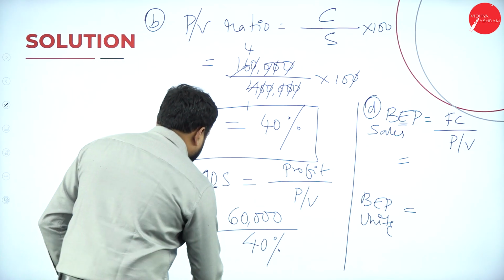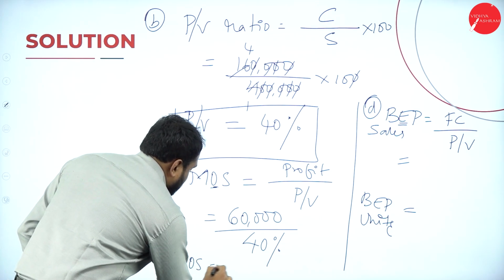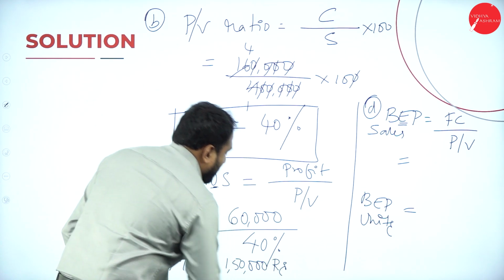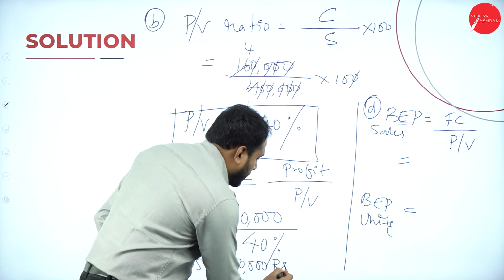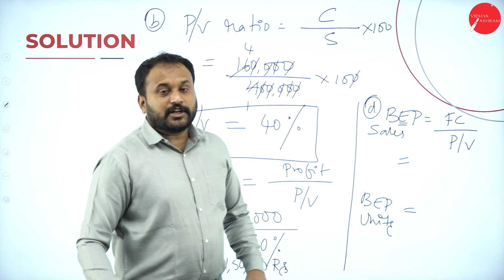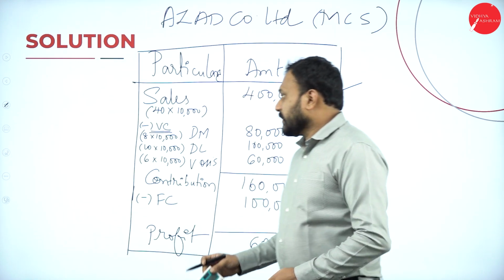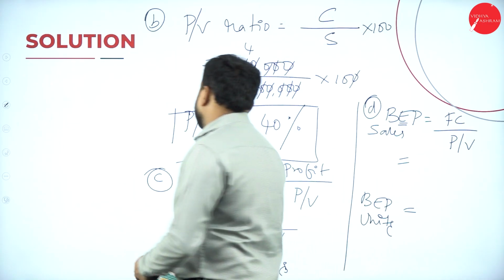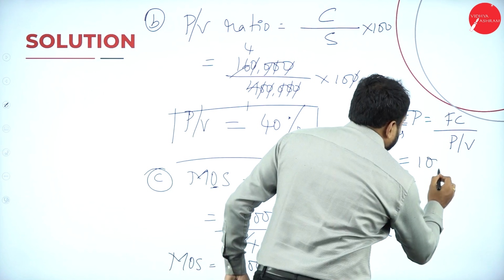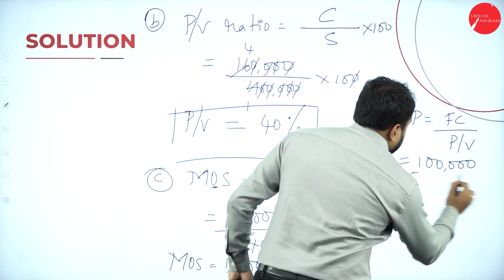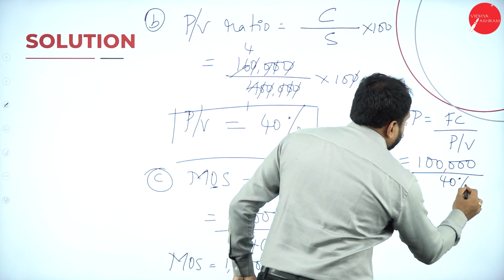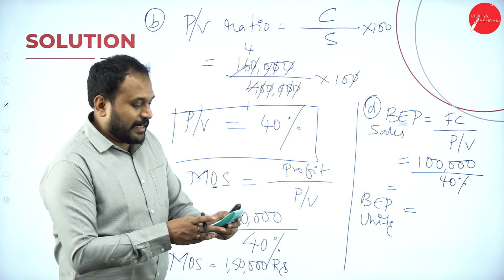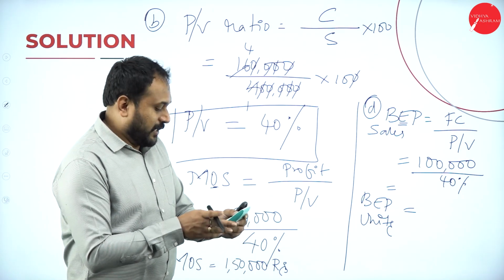So MOS is how much? MOS is equal to 1,50,000 rupees. Don't forget to write the word rupees here. Done. Now BEP, fixed cost. How much is our fixed cost? Understand the fixed cost here. 1 lakh is our fixed cost. So we'll go with 1 lakh divided by PV, which is how much? 40%. So it is equal to how much? You take your calci here. 1 lakh divided by 40%.